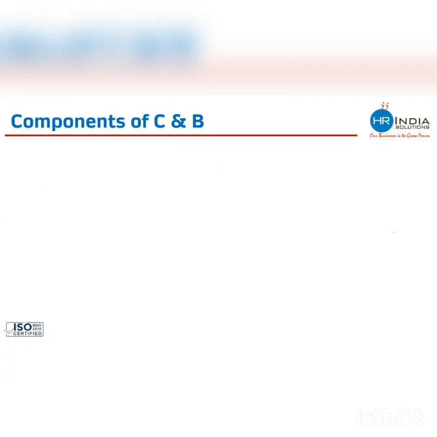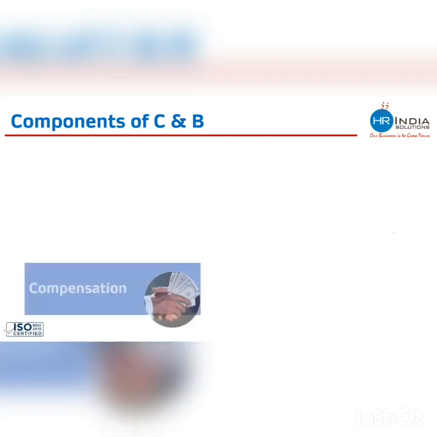Now let's understand some of the components of compensation and benefits, which are the frequently used components under compensation and under benefits. Now let's first understand the components of compensation.